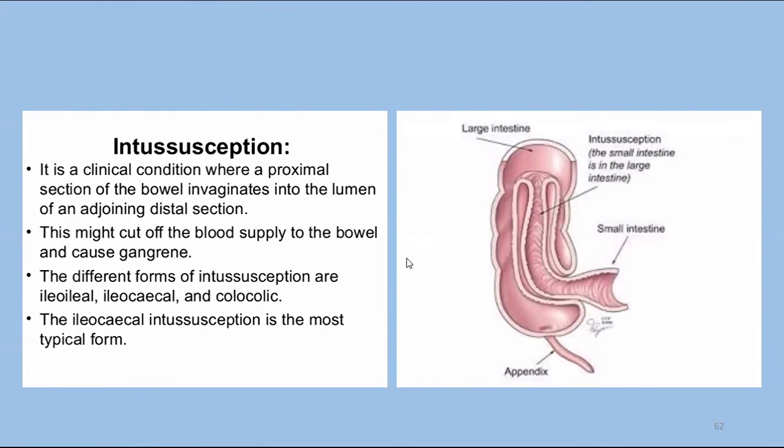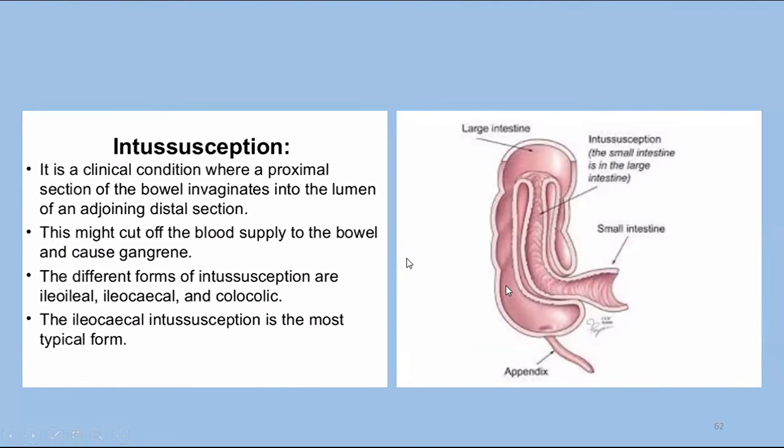Next is intussusception, which I mentioned earlier. It is a clinical condition where a proximal section of the bowel invaginates into the lumen of the adjoining distal section. So it actually telescopes inside. This might cut off the blood supply to the bowel and cause gangrene. We have 3 different types.